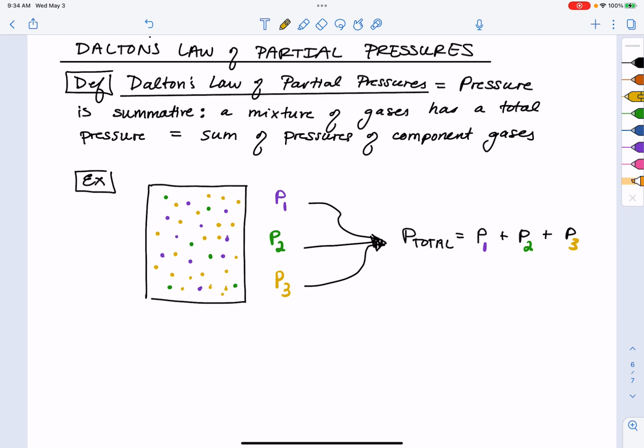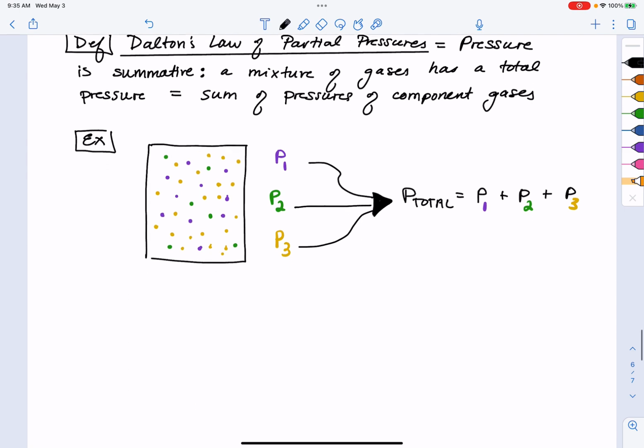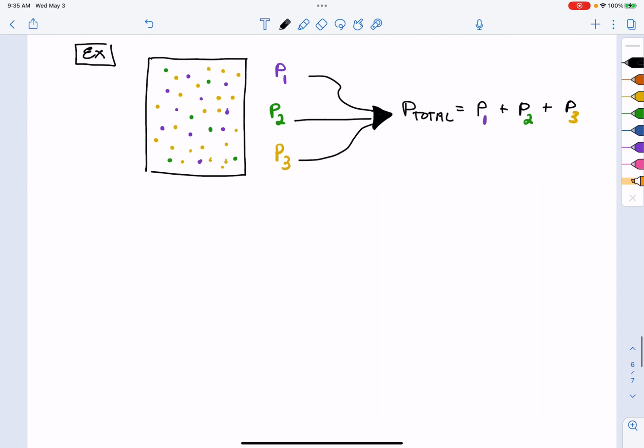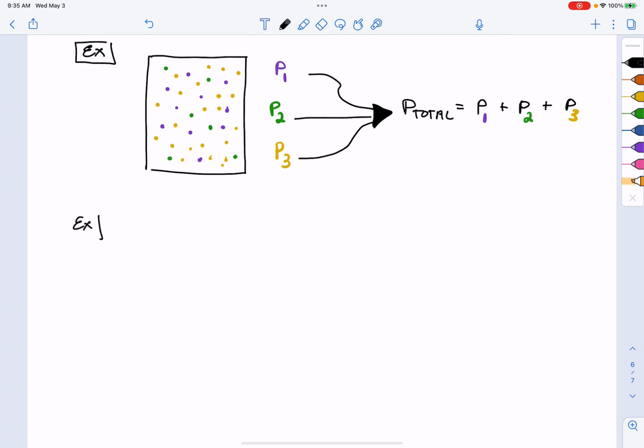So why is this useful for us to know? It seems like we're just stating something that is obvious, right? That, okay, if I've got some quantity of pressure, and I'm just stacking pressures on top of one another, then the total pressure is their sum. So why is this something that's useful to know? This is something that we care about as chemists because let's consider, for example, a combustion reaction.